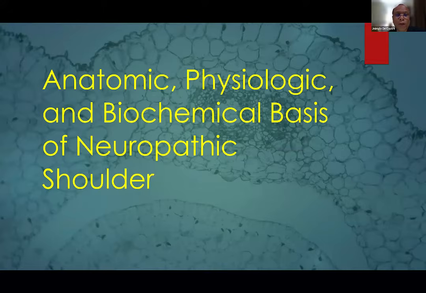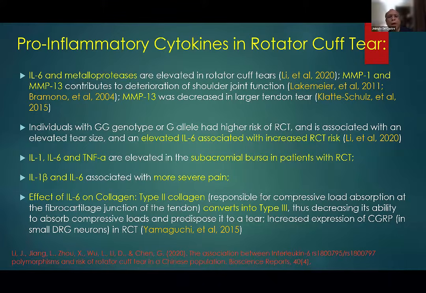So what are the anatomic, physiological, and biochemical bases of neuropathic shoulder? Here, there are pro-inflammatory cytokines in the rotator cuff. For example, you can see a lot of interleukin-6 and metalloproteases in rotator cuff tears. In fact, another study says that matrix metalloproteases 1 and MMP13 contribute to the deterioration of shoulder joint function. So if you have this and this, that means your shoulder joint function is deteriorating. MMP13 otherwise is decreased in large tendon tears.